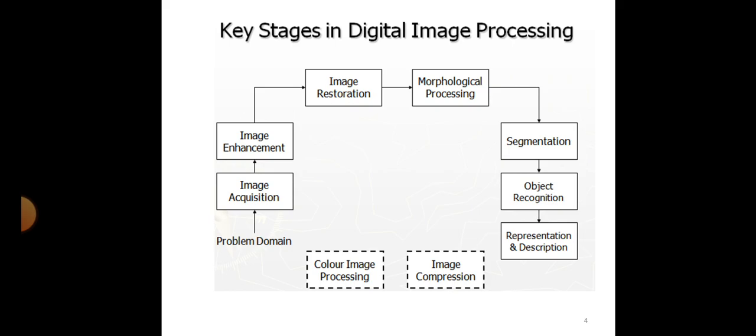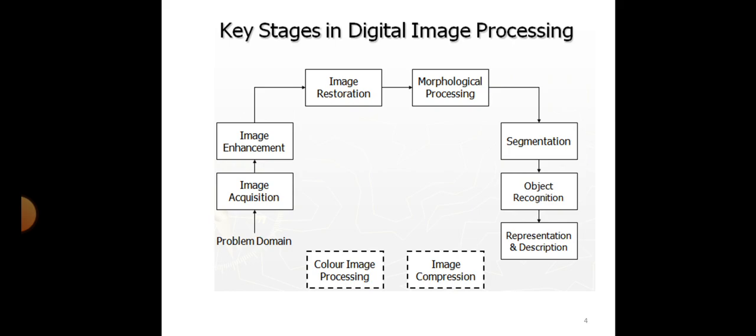Then from the camera the image is not clear, so we have to improve the quality of the image. That's why we use the image enhancement technique. In image enhancement we use the filter concept, that means filtering. The image quality can be improved in two types of domain: one is the frequency domain and another one is the spatial domain.